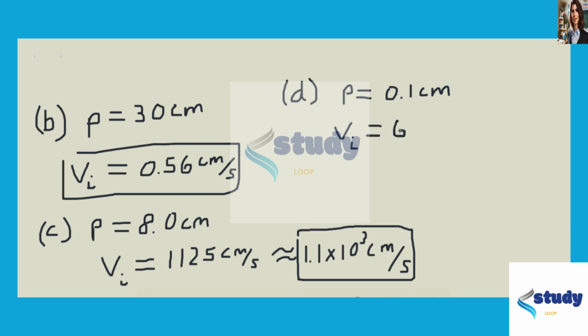So it starts slow, speeds up to really, really fast, and then slows back down as it gets closer to the actual mirror. We'll box that in as our solution for part D.